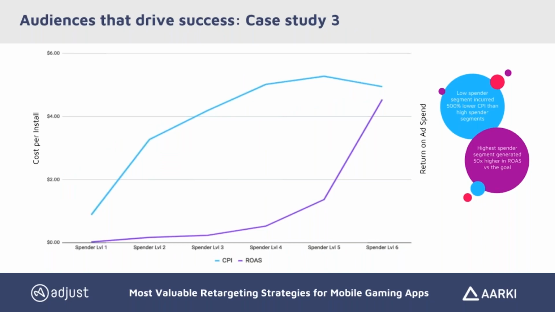So finally, audiences. I started talking about audiences being the number one pillar of retargeting campaign success. So I want to end on our final case study and talk about how segmenting your retargeting list into banded audiences can help you have a better and higher performing retargeting campaign.